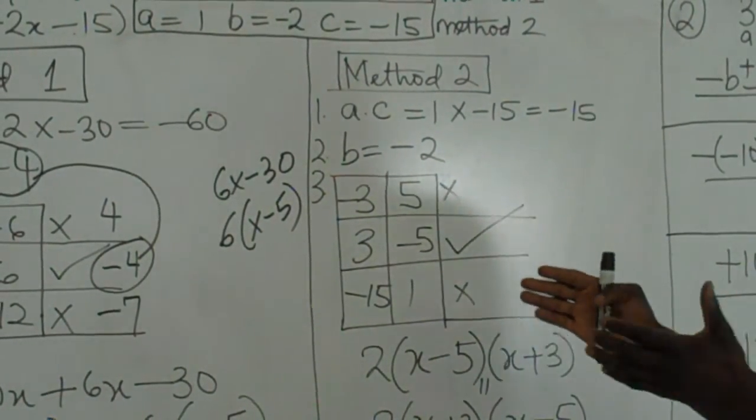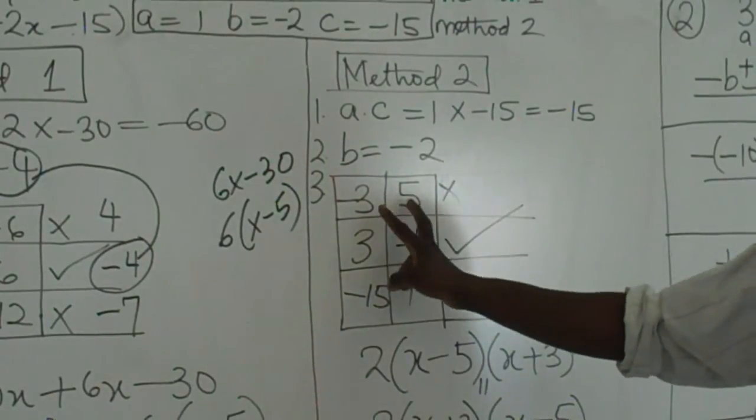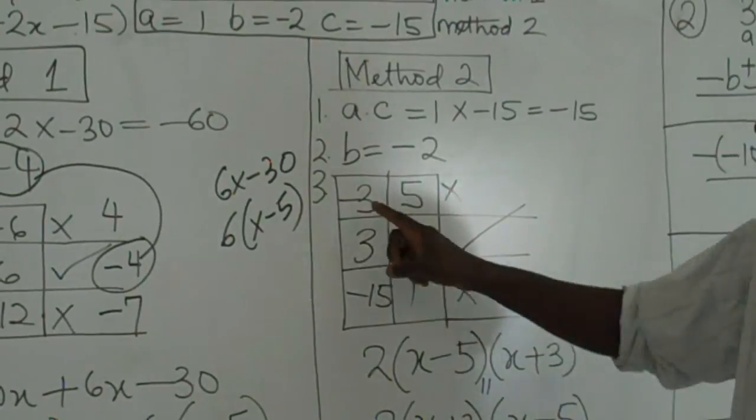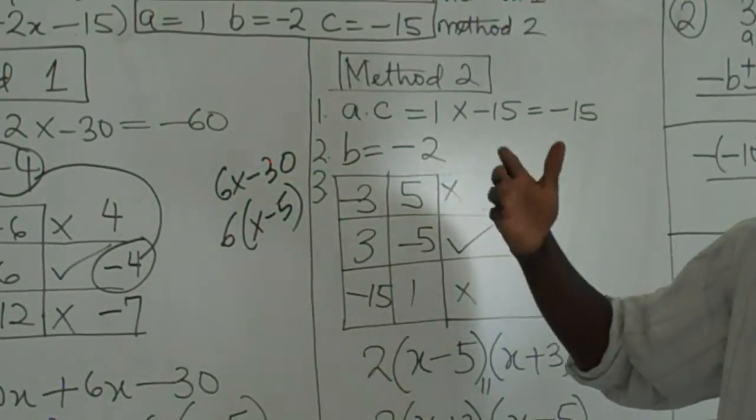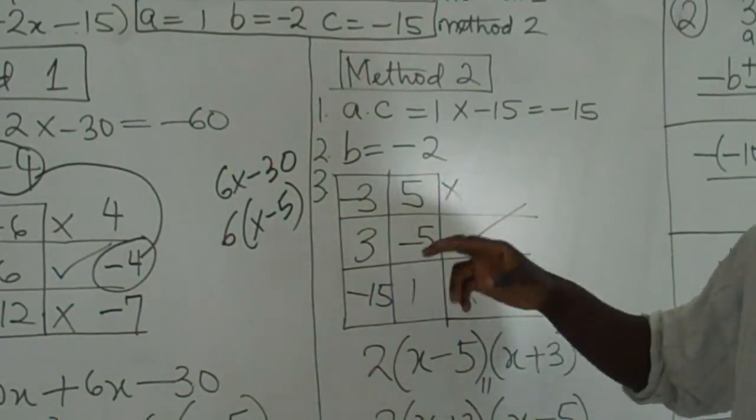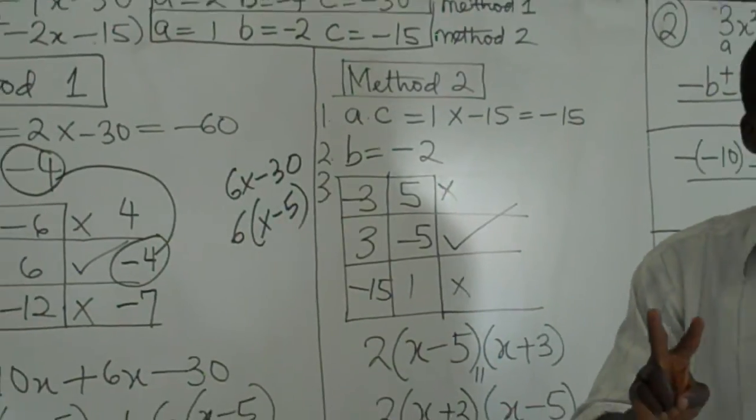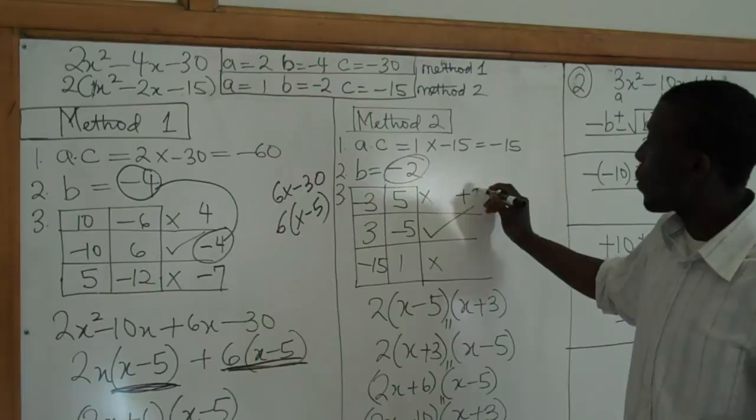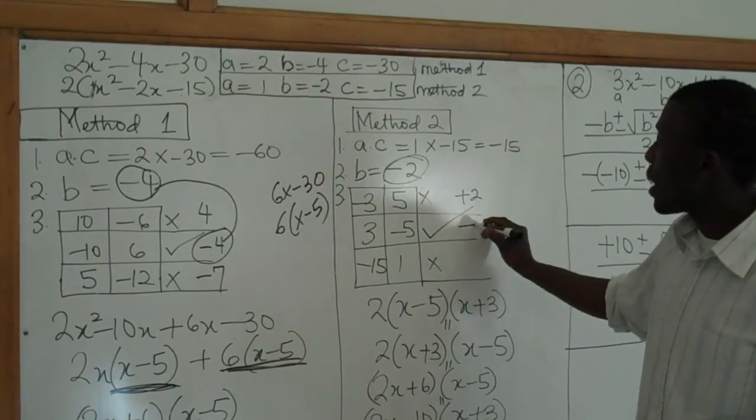Step 3 now. We write down two numbers that when we multiply them together will give us our AC, and when we add them will give us our B. Minus 3 times 5 is minus 15. Minus 3 plus 5 is plus 2. But what is our B? Our B is minus 2. So we don't want a plus 2. That's not what we want. We want a minus 2.